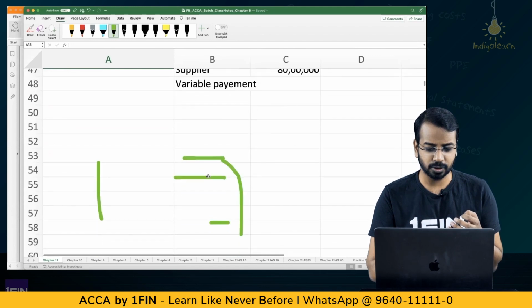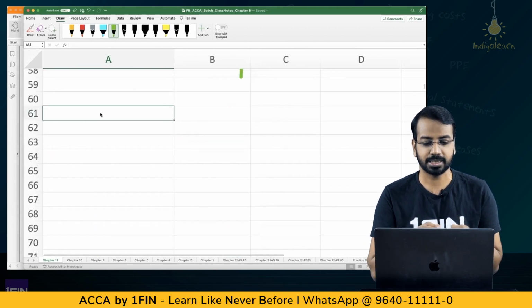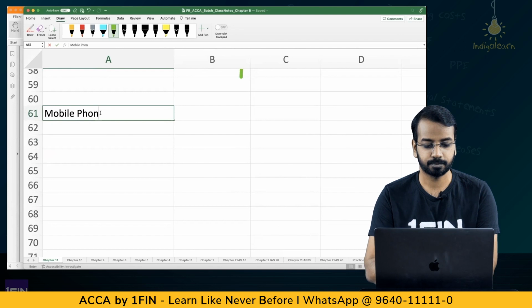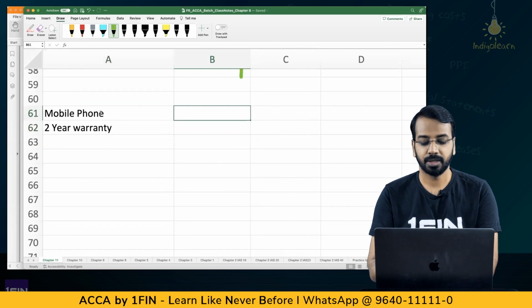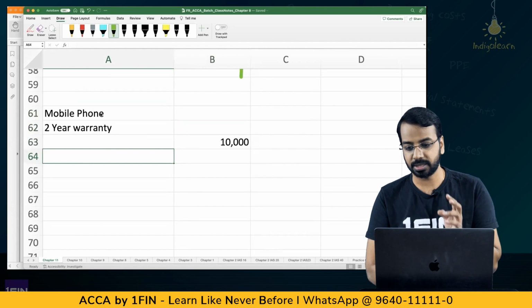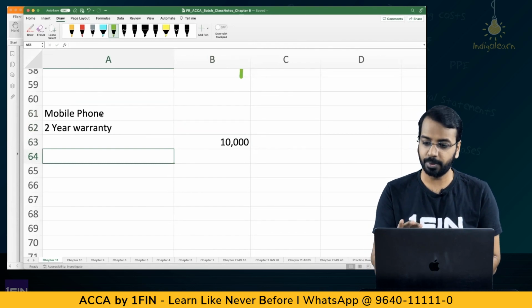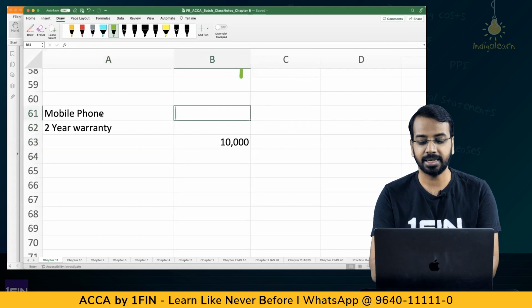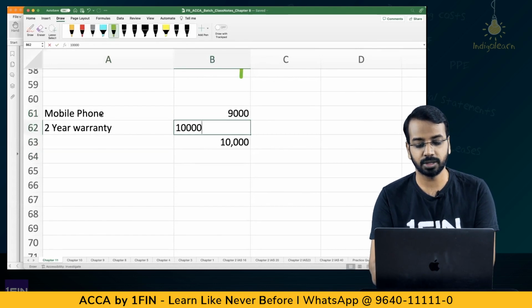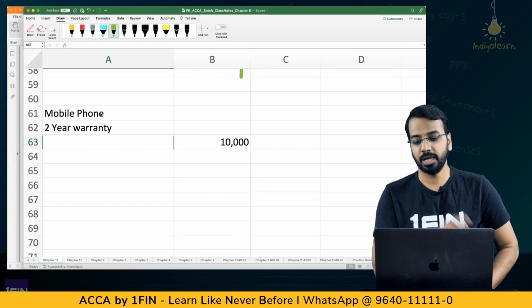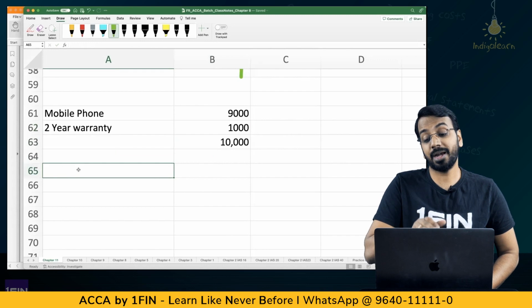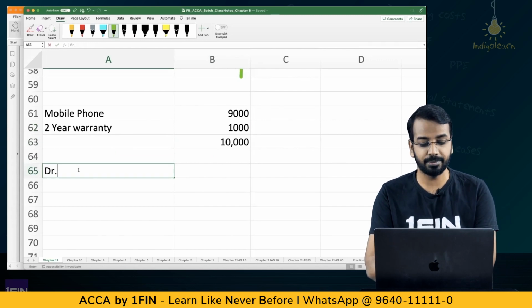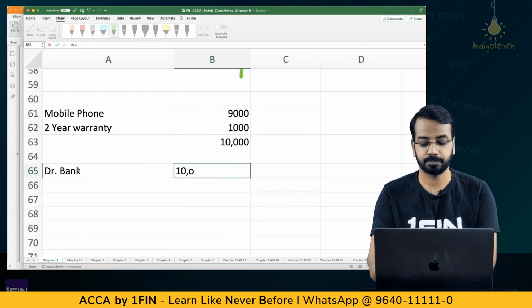Now, what I'll do is I'll take a small number, that will help you understand better. Let us say mobile phone and 2-year warranty. Okay, both put together, total amount is 10,000. And assume for a moment, based on our calculation, we say that 9,000 is towards the mobile phone and 1,000 is towards the 2-year warranty. Now, the customer has paid how much? The customer has paid 10,000. So you will debit bank 10,000.